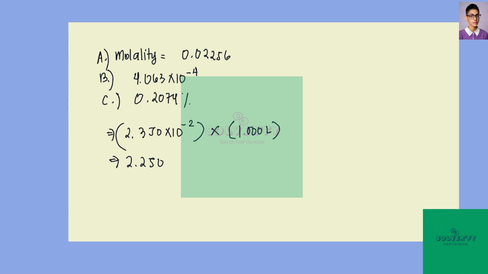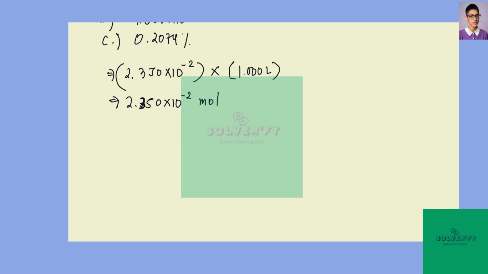2.350 times 10 raised to the power of -2 mole. And the volume of water is basically 999.0 ml.